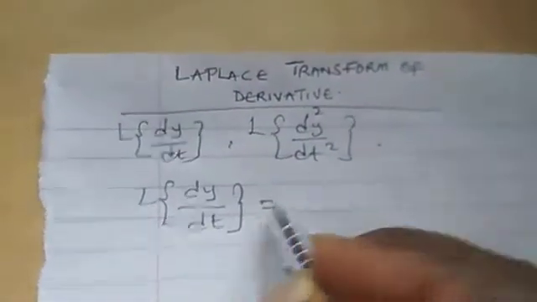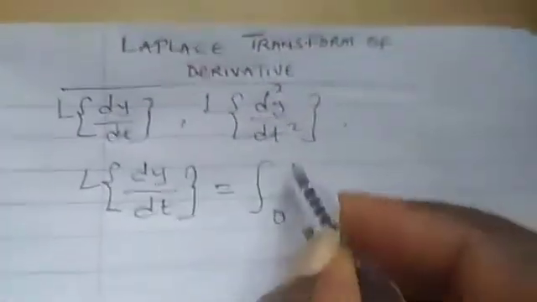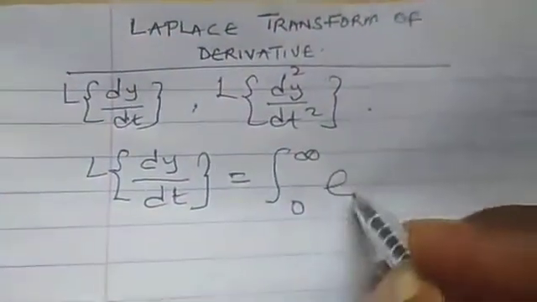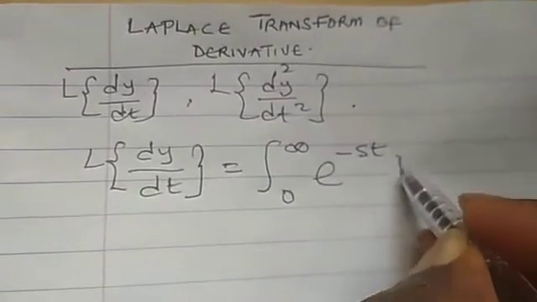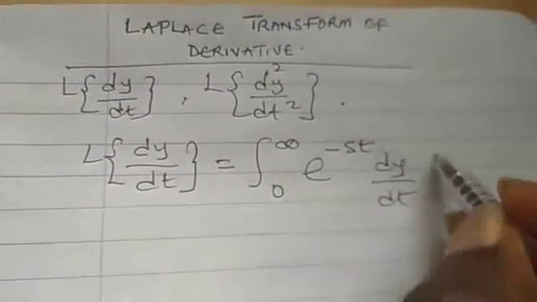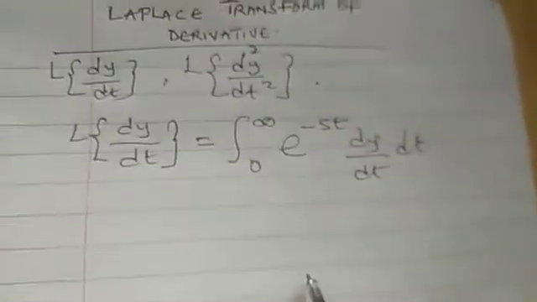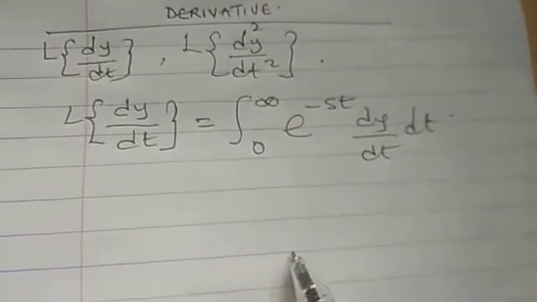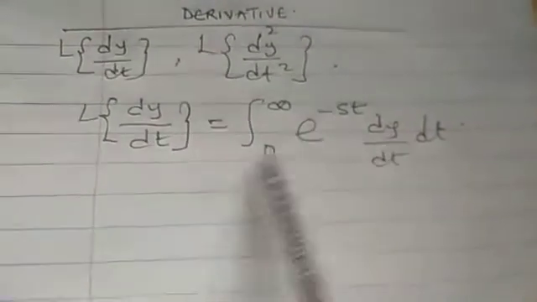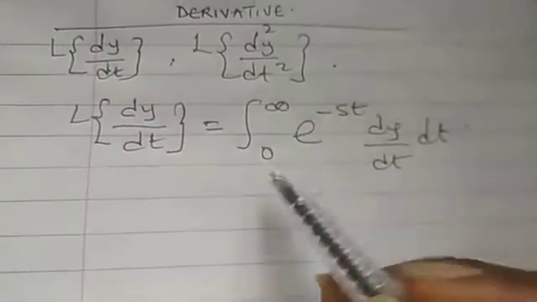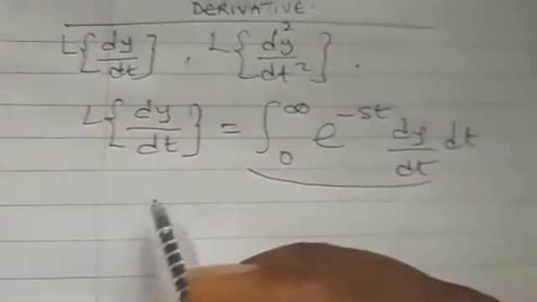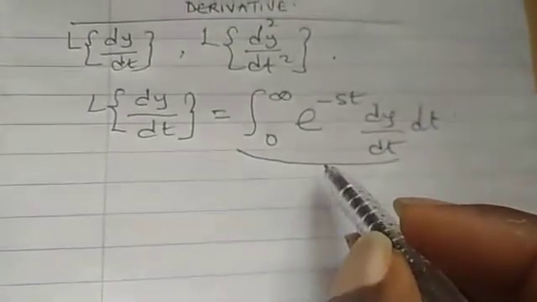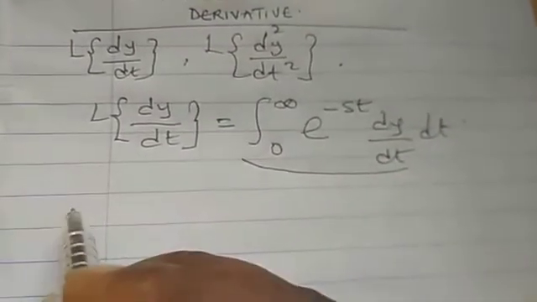Now, if we go by the definition of the Laplace transform, this is the integral from 0 to infinity of exponential minus st times dy dt dt. So this is the Laplace transform of a derivative. Now we can simplify this further by using integration by parts. How do we apply the integration by parts?